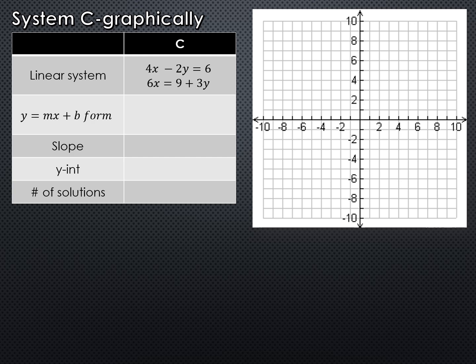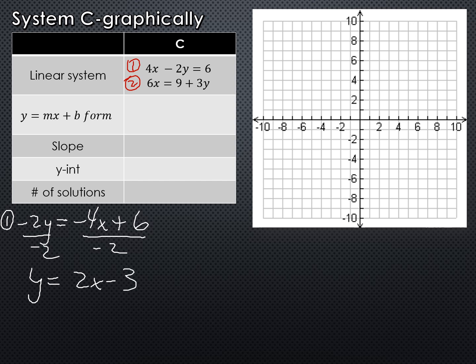And finally, system C. So this is going to go on the back, everything together. Let's label this equation 1, this equation 2. If we want to change that to y equals mx plus b form, for equation 1, negative 2y equals negative 4x plus 6. Divide everything by negative 2, y equals 2x minus 3. Number 1, y equals 2x minus 3.